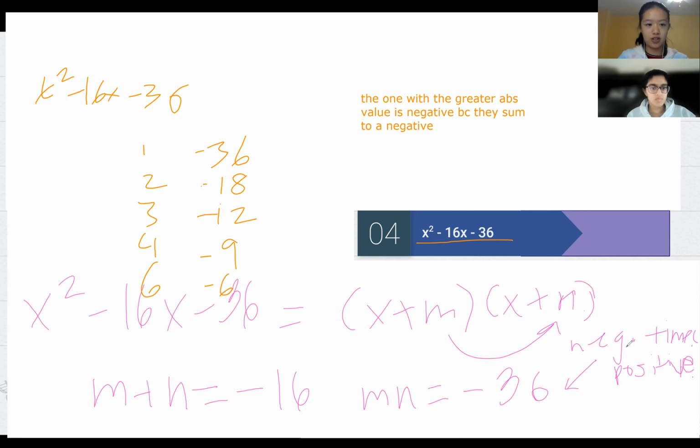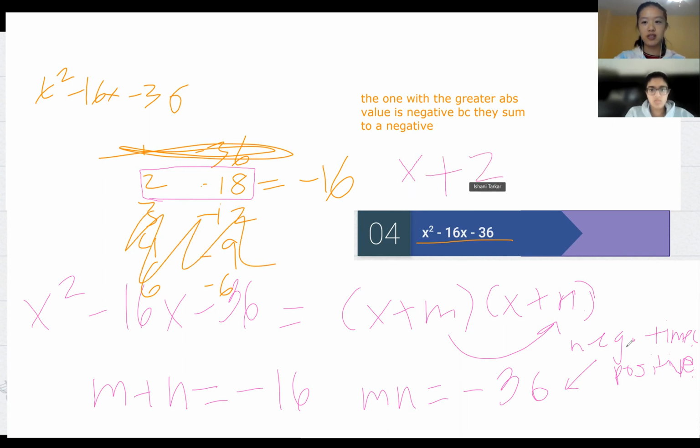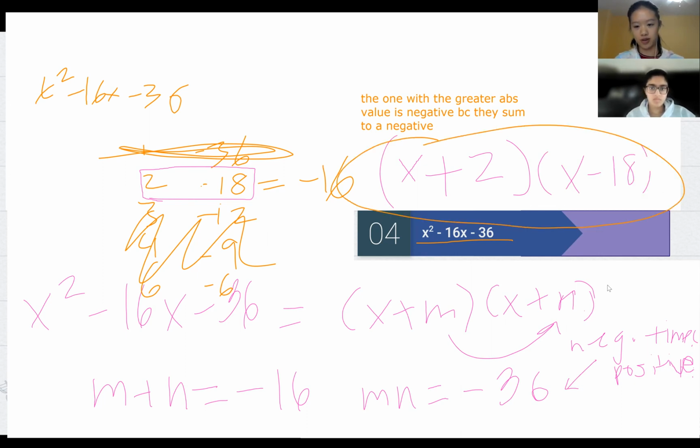And now we can just check these one by one, which you guys can probably do really quickly. So 1 and negative 36, obviously they multiply to negative 36. They add to negative 35, so this isn't it. 2 and negative 18, obviously they multiply to negative 36, and they add to negative 16. So this is the factor pair. We really don't need to check anymore. So these are the values of m and n, and this would be the factored form of the equation, which I think pretty much all you guys got.